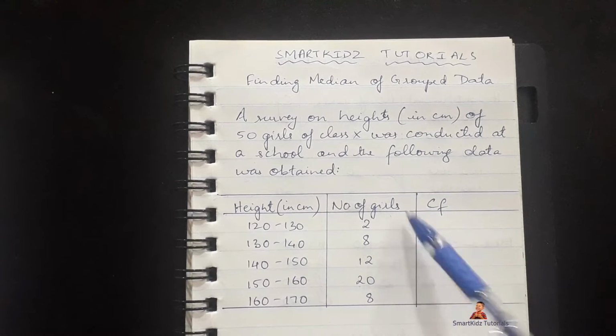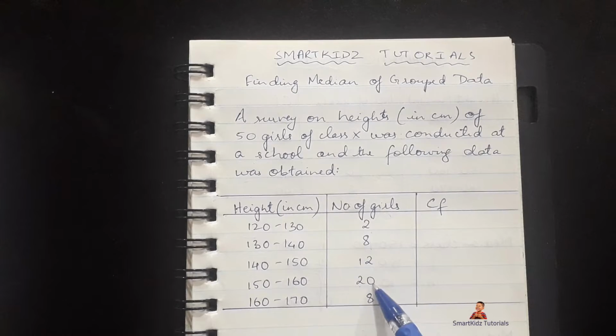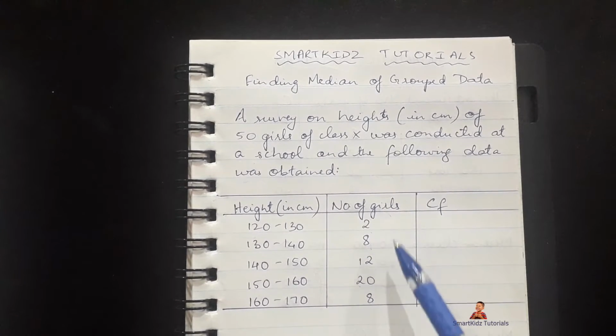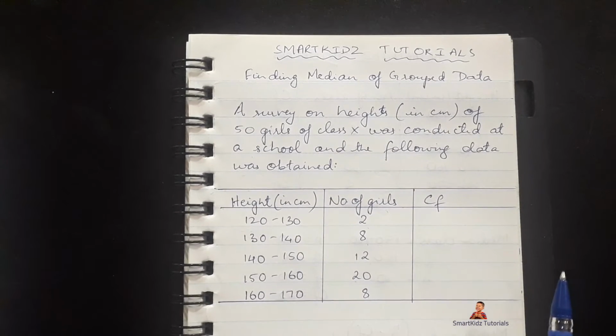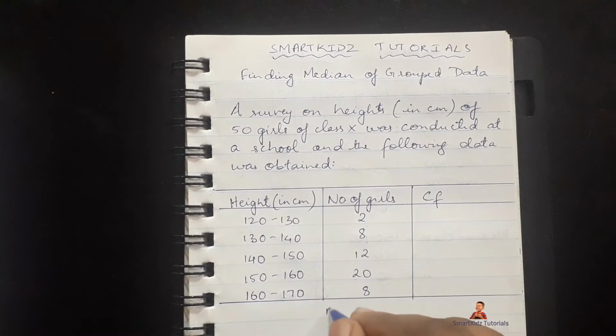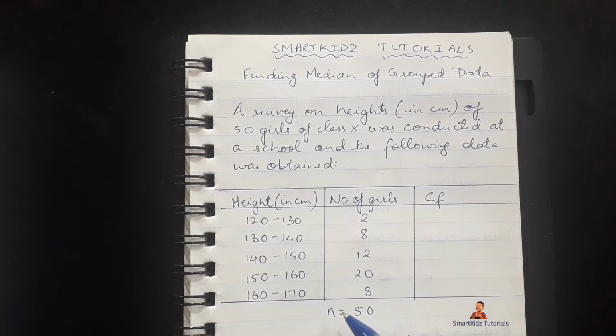The number of girls that fall within these height ranges are given as 2, 8, 12, 20, 8. So that becomes our frequency. What we need to do first is get the total of this. So that would be n and that comes to 50. If we add this up, we'll get 50. We mark that as n equal to 50.